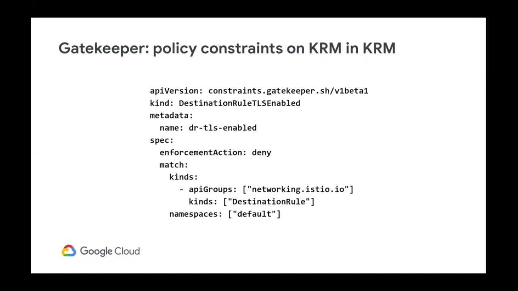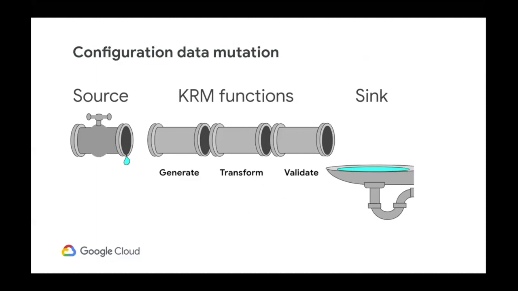And because configuration is expressed using the same representation as the API, policy constraints can also be validated prior to deployment. Additionally, Gatekeeper expresses constraints using the Kubernetes resource model, so infrastructure applications and policies can all be managed identically. And it's not just validation that can be performed prior to deployment, mutation can also.